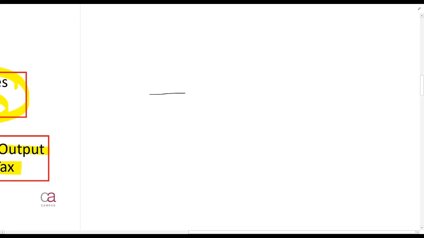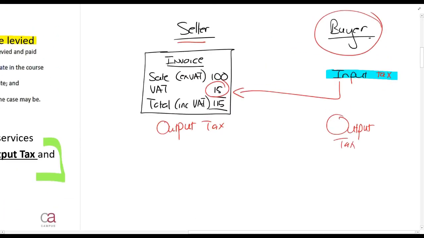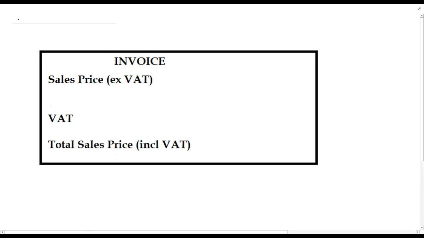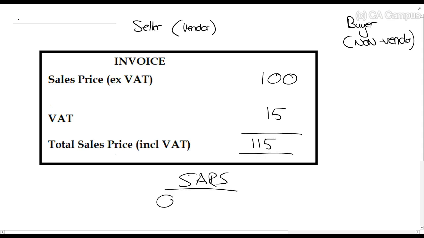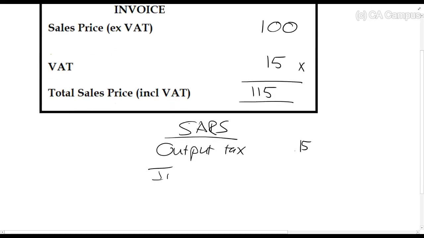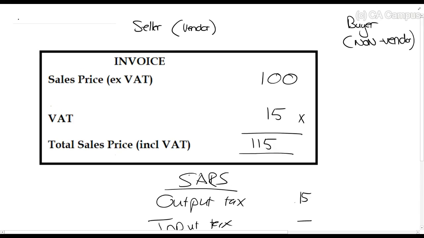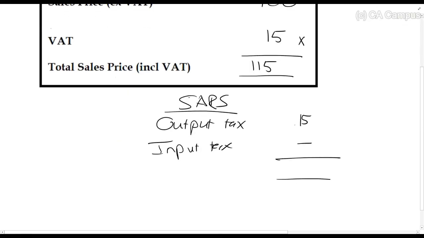Okay, so if you sell goods in South Africa, let's take this quickly. We have a seller, which is a vendor, and a buyer, which is a non-vendor. The seller sells you something for 100 rands. The VAT is 15 on that. Total sales price is 115. What is SARS going to get? SARS is going to get output tax of 15. And SARS will pay how much input tax? Well, in this case, nothing, because the buyer is not a vendor. So if you and I buy things, I want you to just see what happens here. So SARS makes 15 rands.